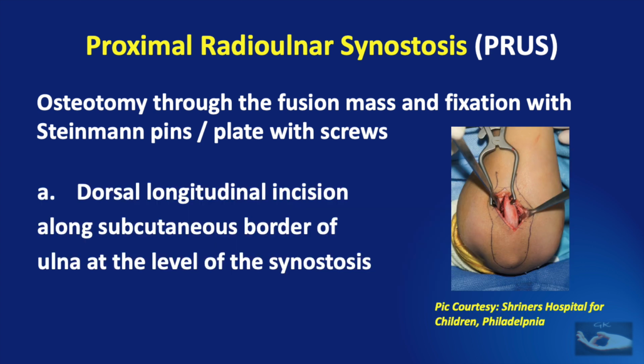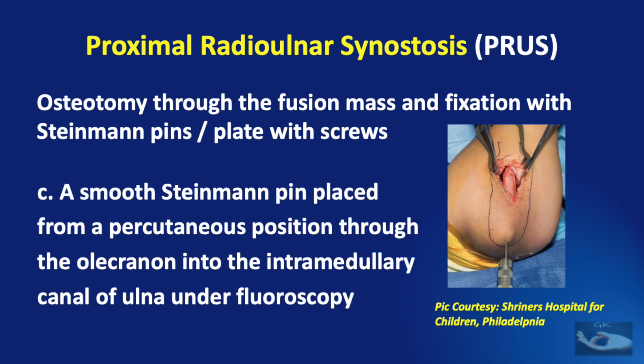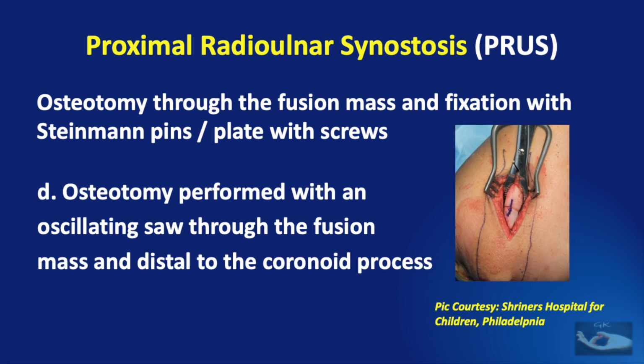First, a dorsal longitudinal incision is made along the subcutaneous border of the ulna at the level of the synostosis. The fusion mass is identified between the extensor carpi ulnaris and flexor carpi ulnaris muscles. Subperiosteal dissection is done around the synostosis. A smooth Steinmann pin is placed from a percutaneous position through the olecranon into the intramedullary canal of the ulna under fluoroscopic control. The pin is positioned just proximal to the planned osteotomy site. A longitudinal mark is made across the osteotomy site to determine the rotation.